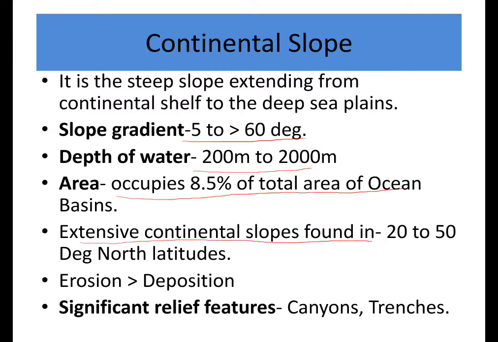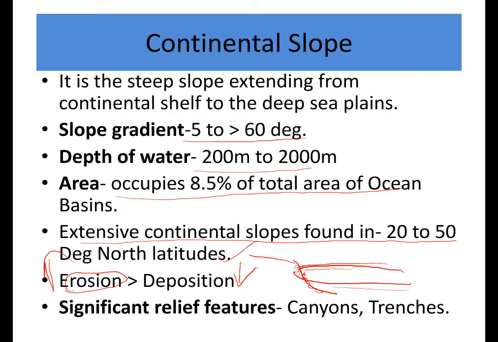Extensive continental slopes are found in 20 to 50 degree north latitudes, because in the north latitudes most of the regions are continents. Here the erosion process occurs more than the deposition process, because it's a steep slope. Whatever material is brought by the seawater won't be deposited here, because any materials here will be taken back by the backwash. Deposition is poor here, and significant relief features which occur in the continental slope regions are canyons and trenches.